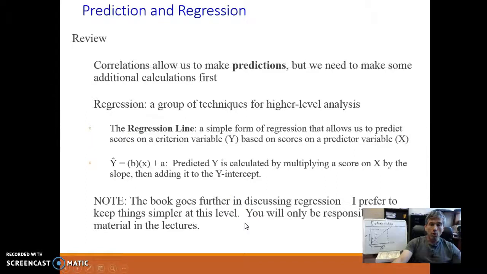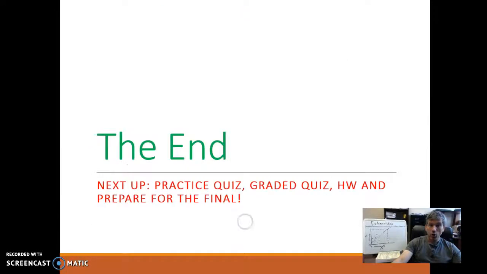Now, one thing to note, the book has some extra detail on regression. We're trying to keep things straightforward as we wrap things up. You're only going to be responsible and you're only going to be tested on the material in the lectures. So that kind of puts a pin on things.